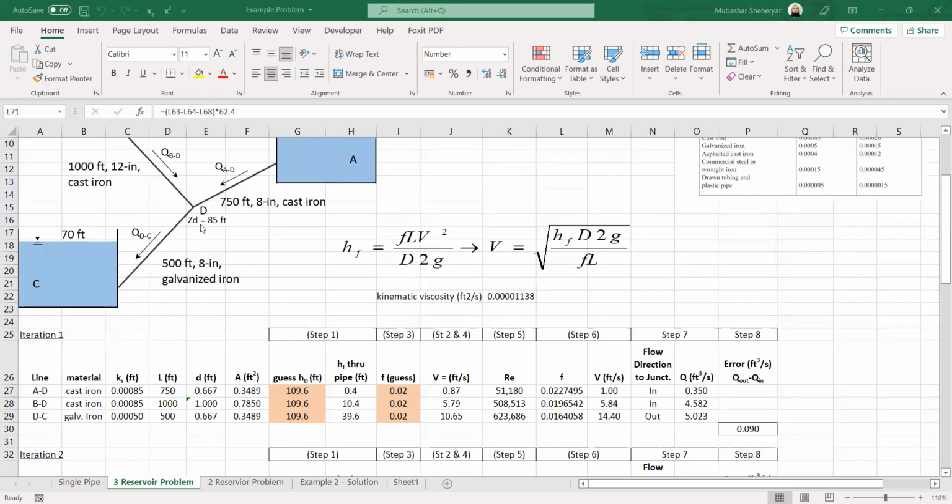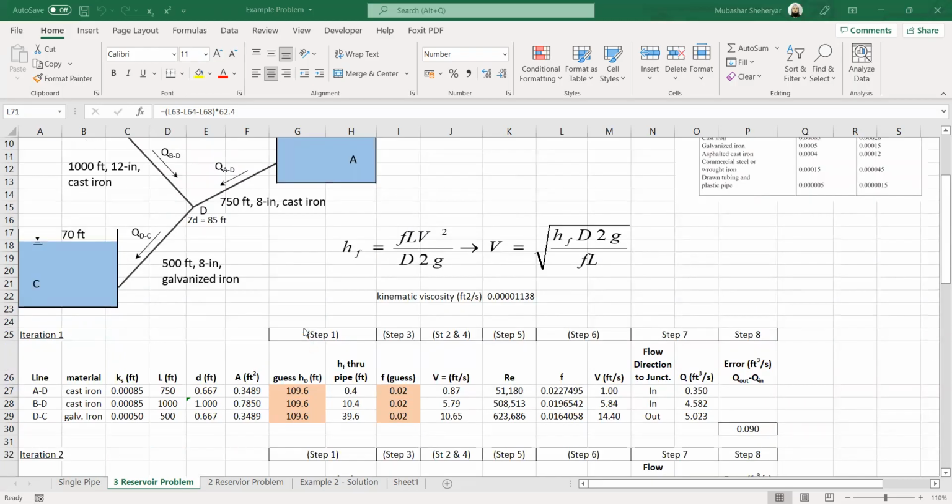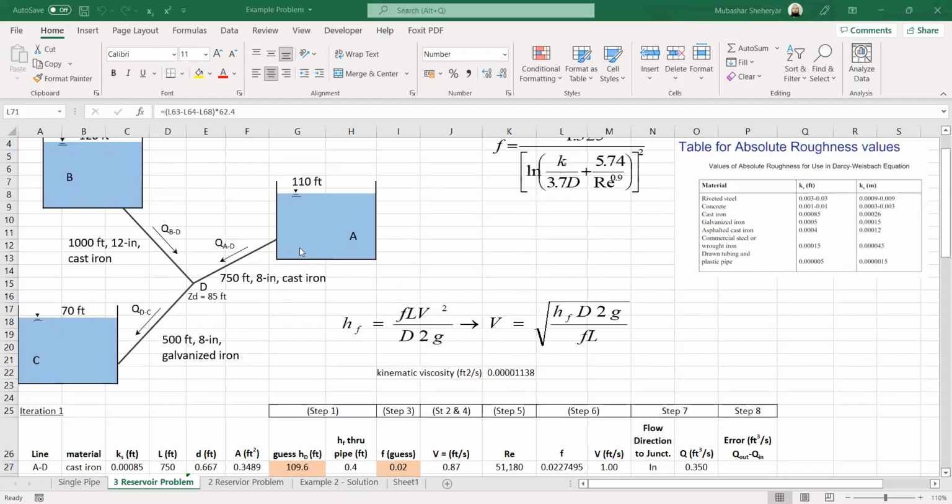To solve for the pressure at this point, first we have to assume, because we don't know the pressure head, anything except the elevation head. In such a problem, to find the pressure head, we first have to assume the pressure head or the pressure at the required point. So I'm assuming a pressure head of about 109.6.